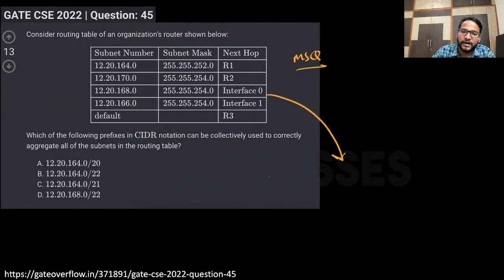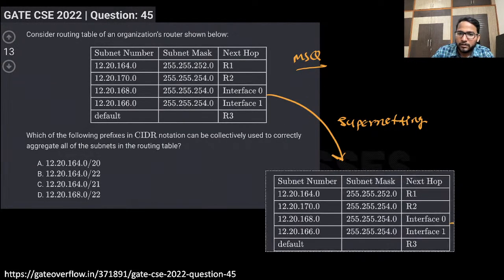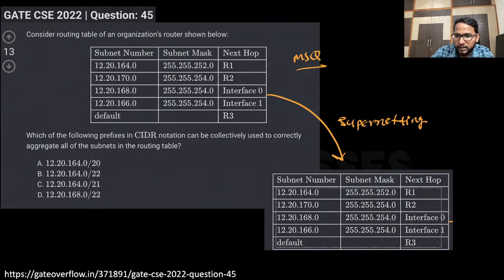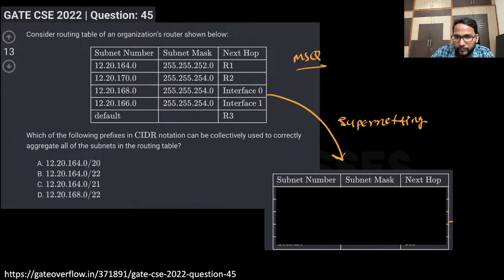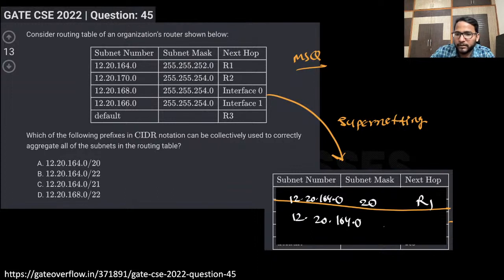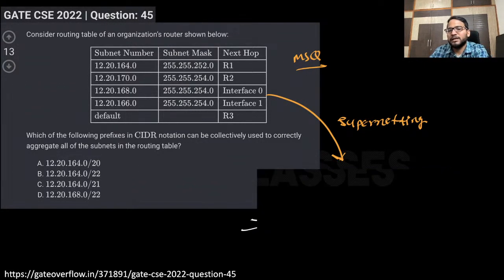So finally, let's suppose that A and B are correct. After the supernetting, your routing table will look something like this. You will have two entries, A, which means this one, 12.20.164.0, subnet mask is 20, and next hop for this is R1, right? And then similarly, let's suppose A and B are the answers, then you will have 12 dot and so on. Basically whatever is the answer, you will have that as an entry, and then you will say that this is the final routing table after the supernetting. So that's the idea, right? Let's just see this question now. They are saying that you are getting multiple entries, and then you need to check which one is correct.